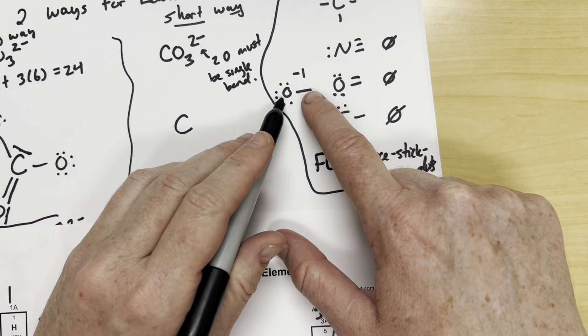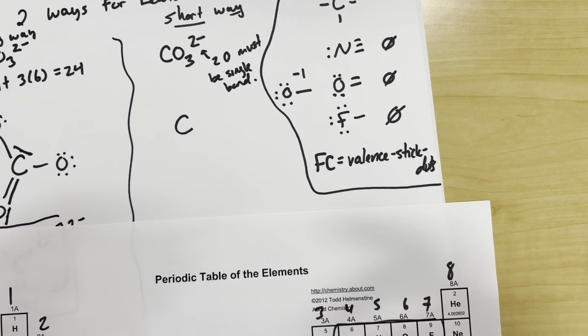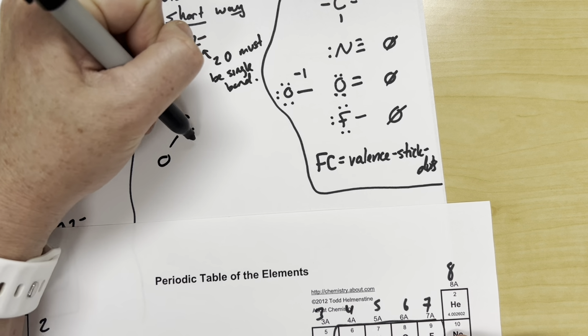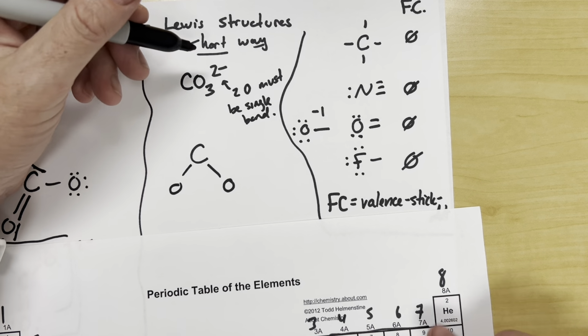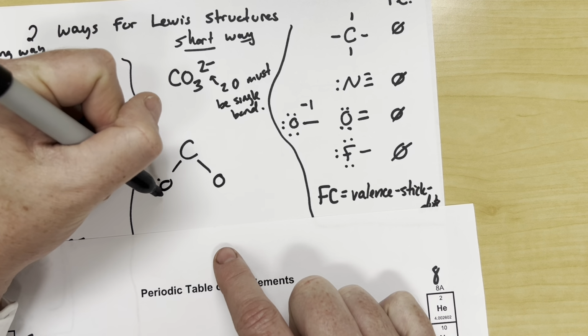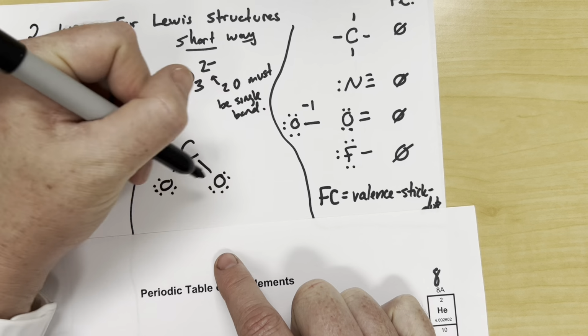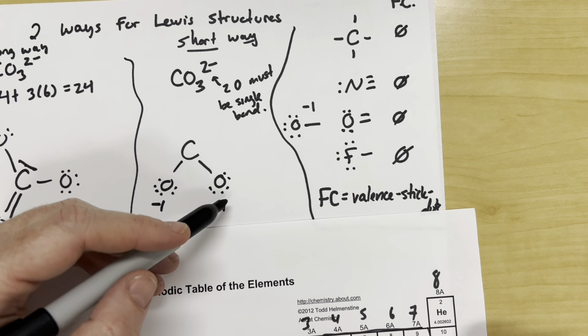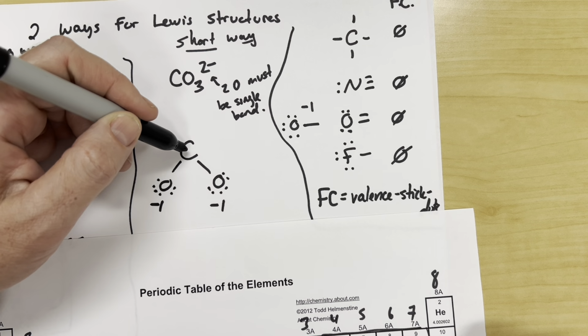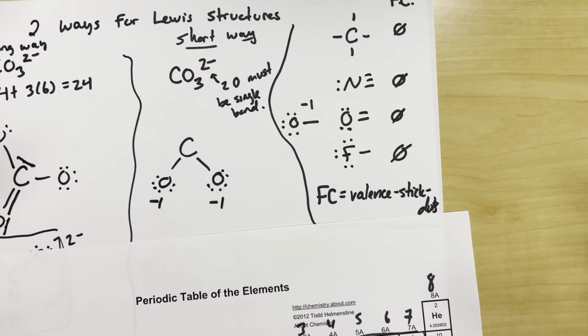Because each oxygen has -1, and remember the formal charge has to be on the most electronegative thing, which in this case is oxygen. The other oxygen, therefore, if this is -1, and this one's -1, that's -1 plus -1 plus this one should be 0, the other one should be 0, for them to all add up and equal -2.